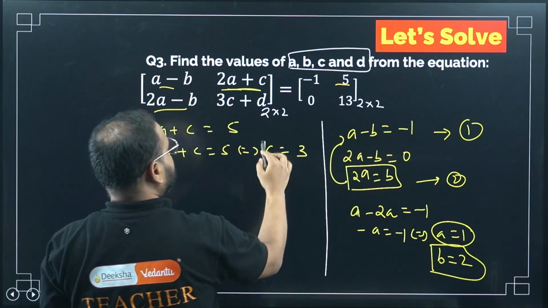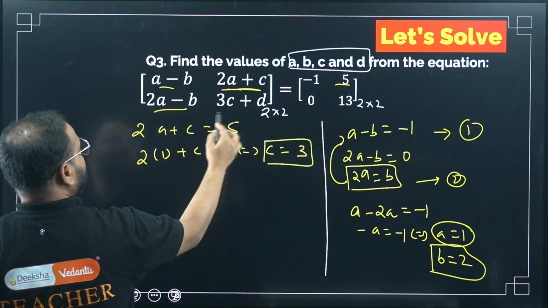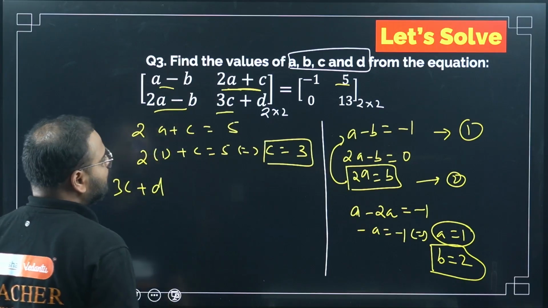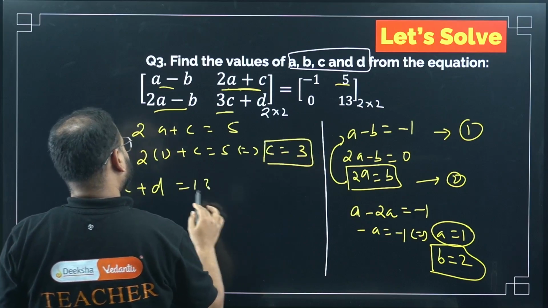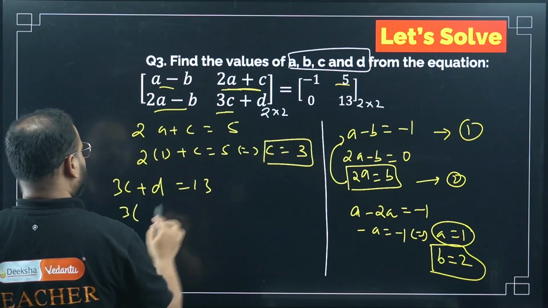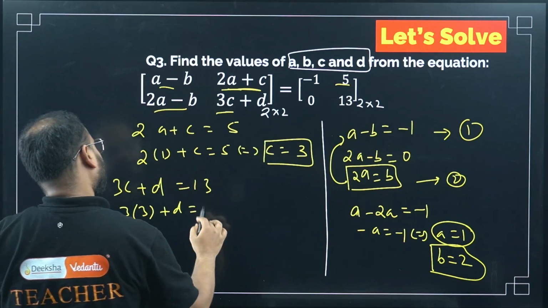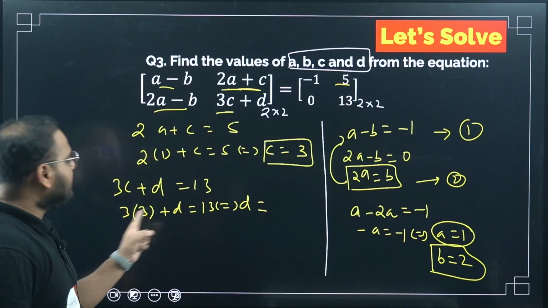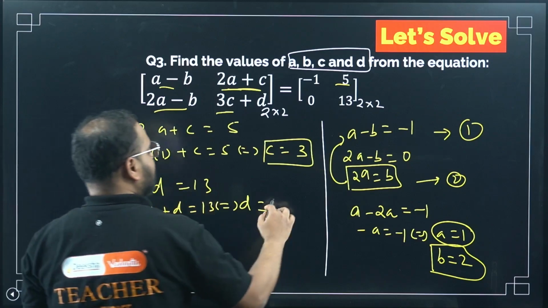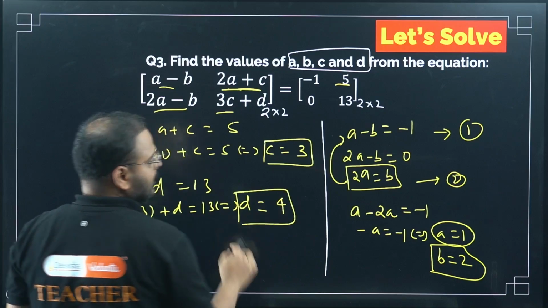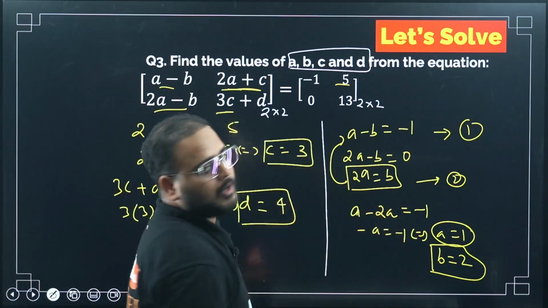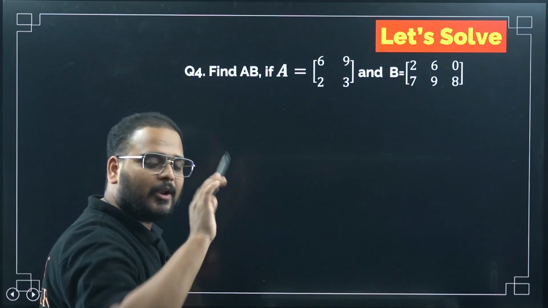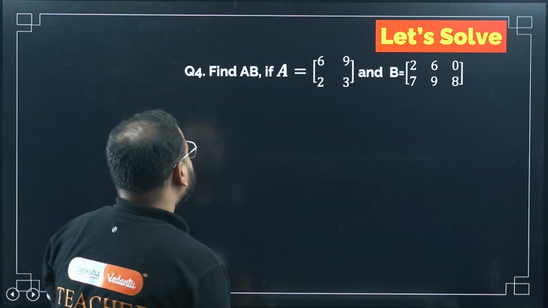So c is 3. Now use the last equation, 3c plus d equals 13. 3 times c is 3 times 3, which is 9, plus d. So we can get d: 13 minus 9 will be 4. So my d value is 4. So what are my answers? 1, 2, 3, 4. What we did: we compared, because the order was same, and got 4 different equations. Solve the 4 equations to get my values of a, b, c, d.